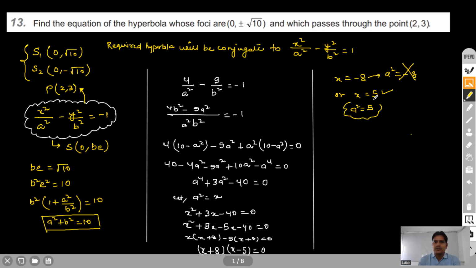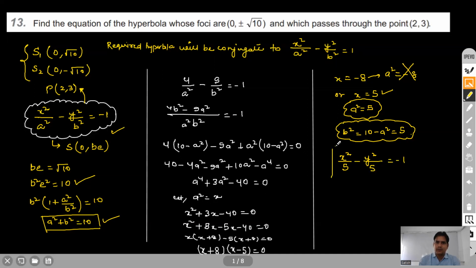Once we got the value of a square, what will be our b square from this equation? From this equation, our b square will be 10 minus a square. That is nothing but 5. So our a square is also 5 and our b square is also 5. Now put the value of this in this equation of the hyperbola. So it will become x square upon 5 minus y square upon 5 is equal to minus 1. So this will be our required value. Okay. So based on the information provided, we just proceeded and we got this result.